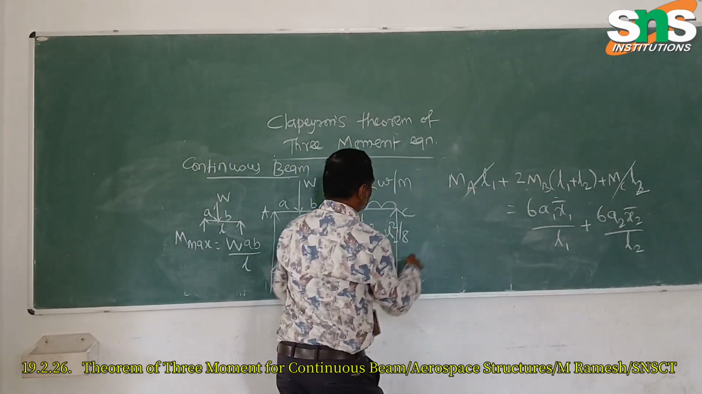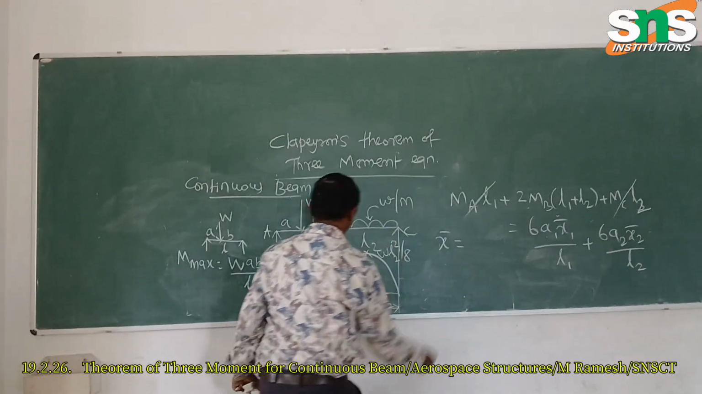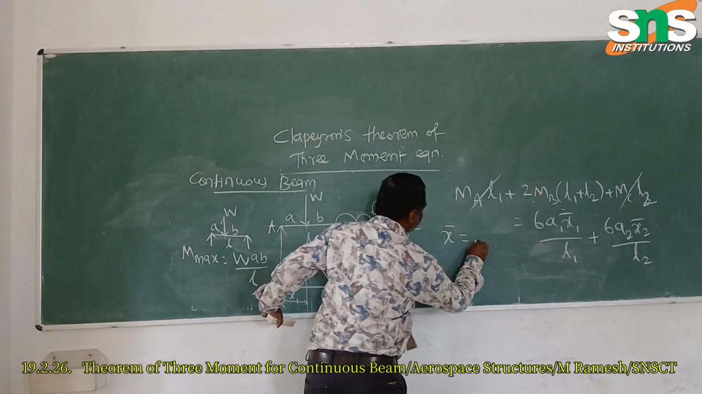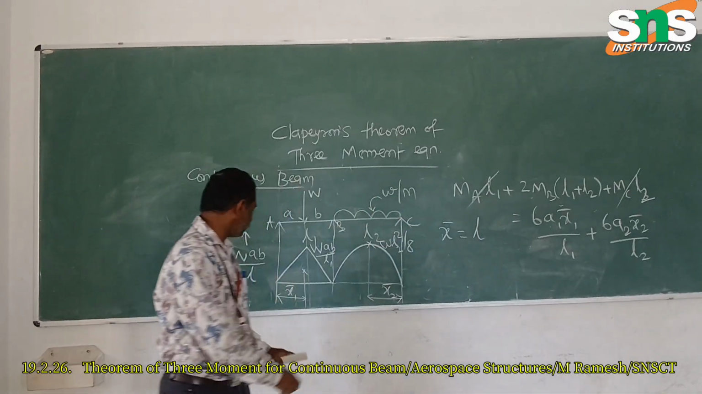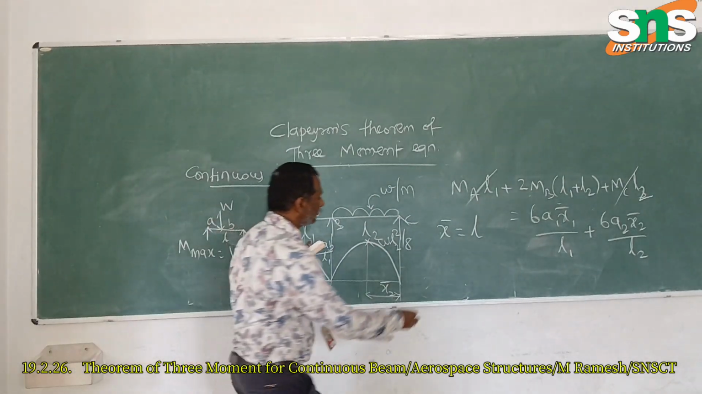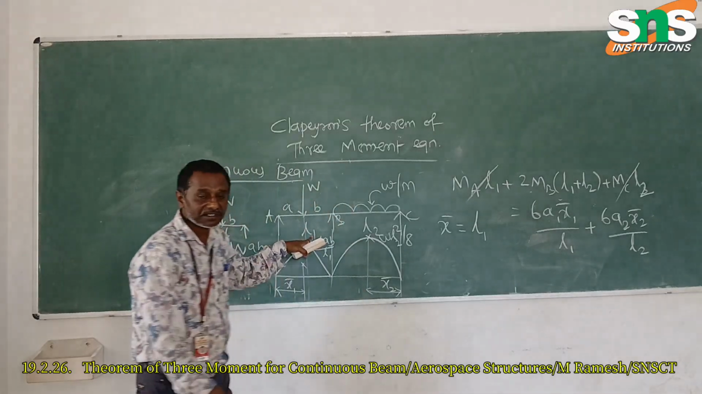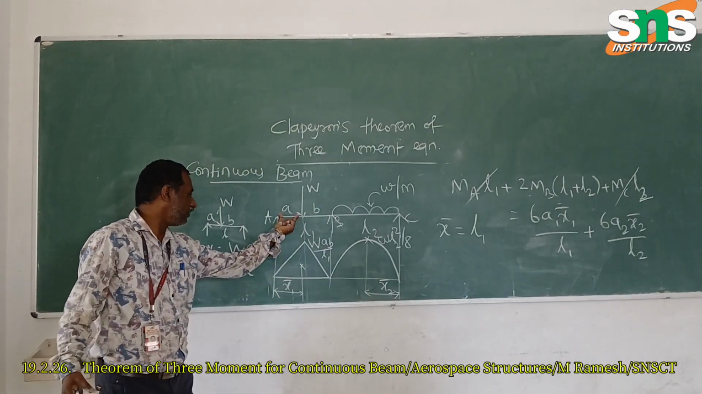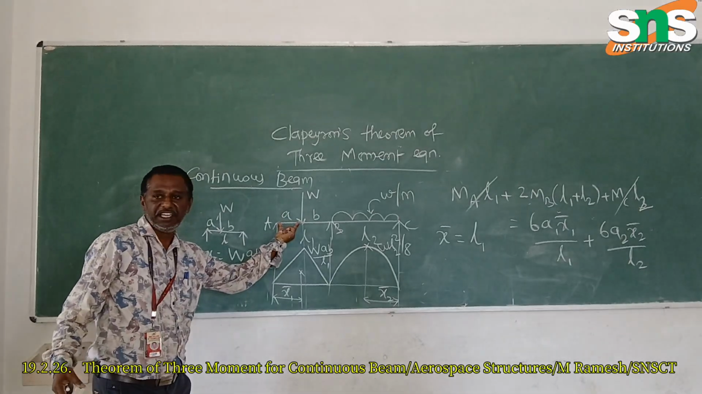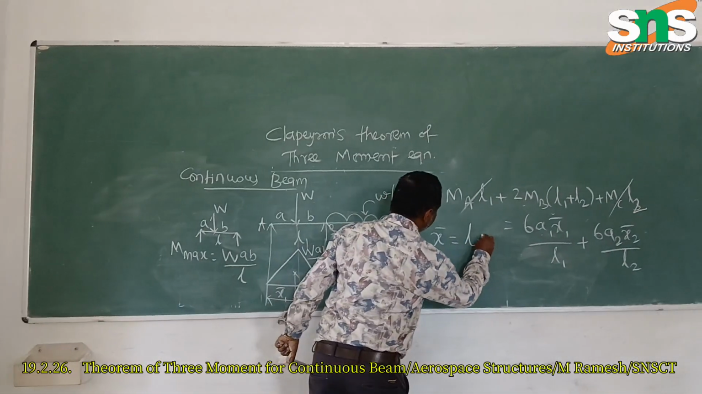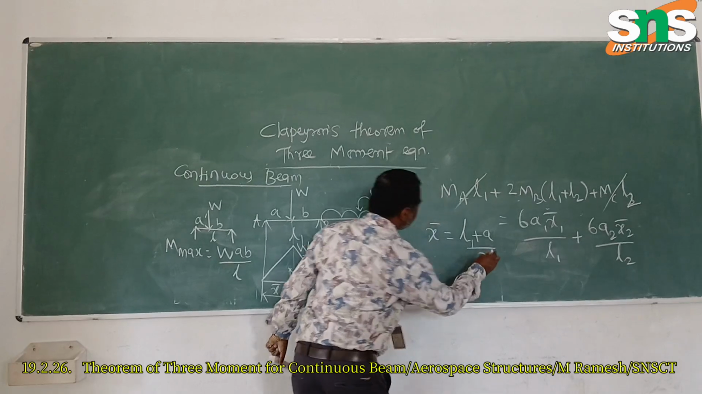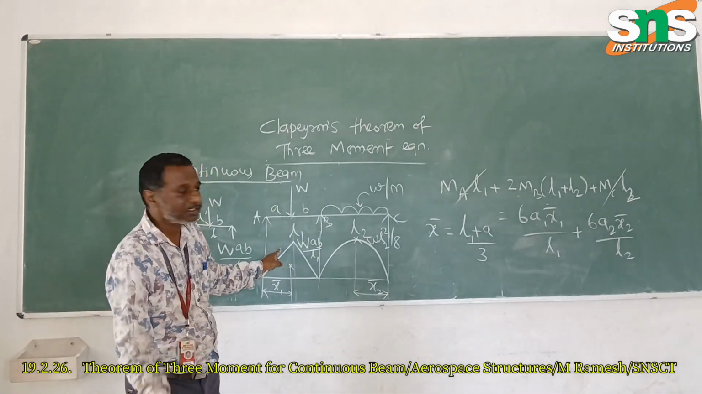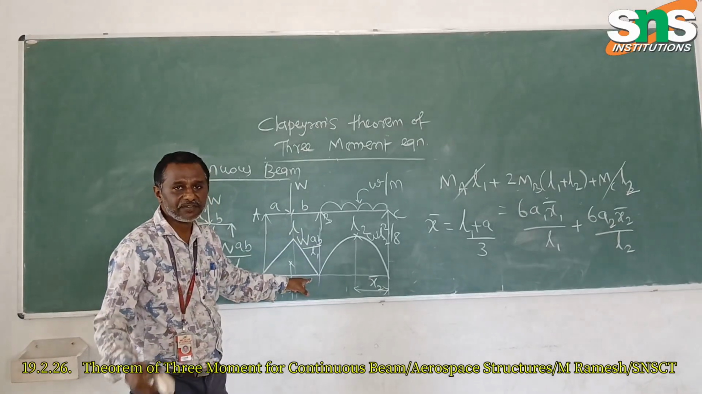So x bar, how to find it for a triangle? Okay. For this, the total length is L1, and this left side is the distance from the point, that is A. So the centroid is L1 plus A by 3. If it is from the right side, it means L1 plus B by 3. That kind of way we have to use it.